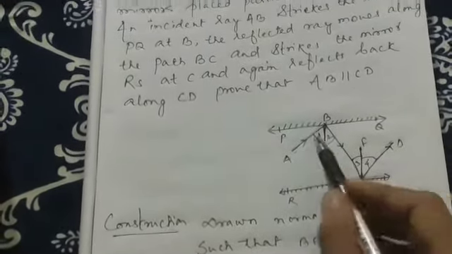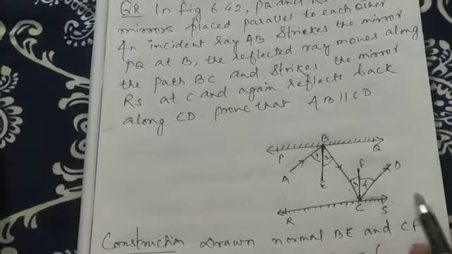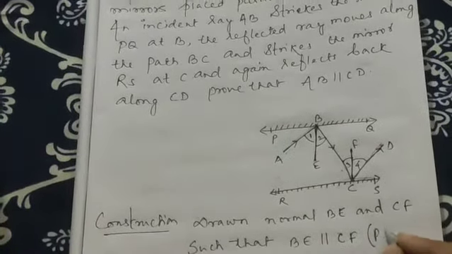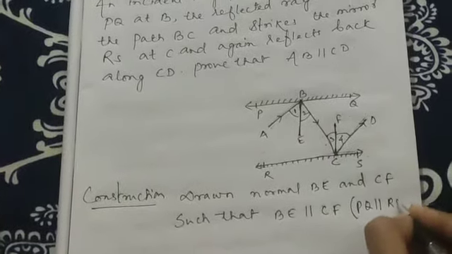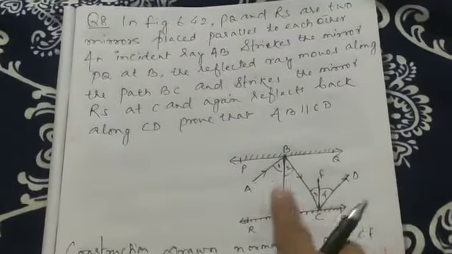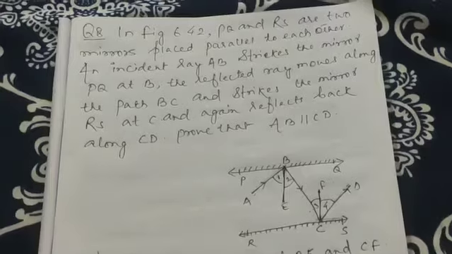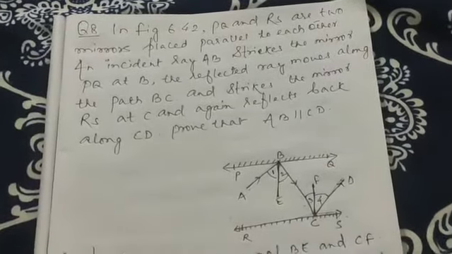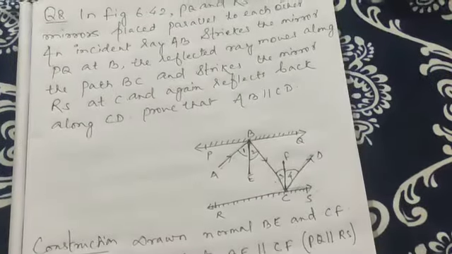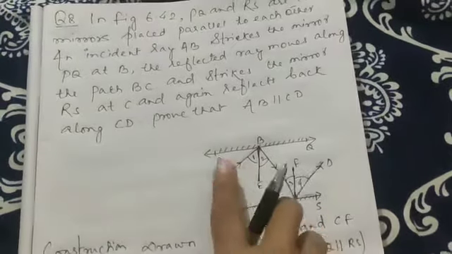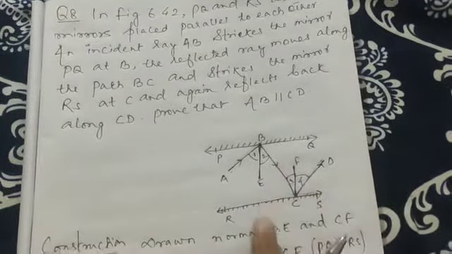Why? Because PQ is parallel to RS. Since PQ and RS are parallel, their normals are also going to be parallel. So we draw normals BE and CF parallel to each other.